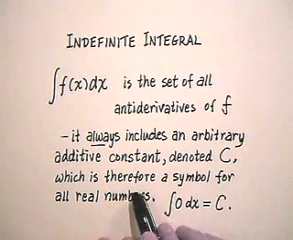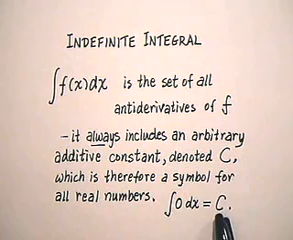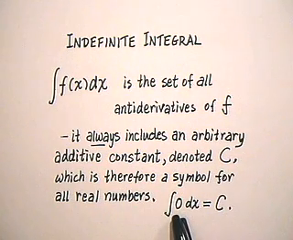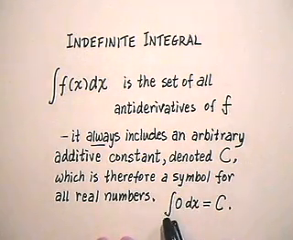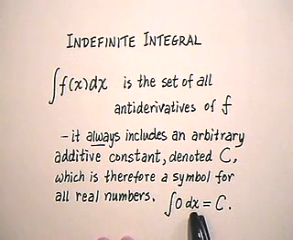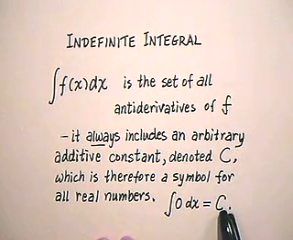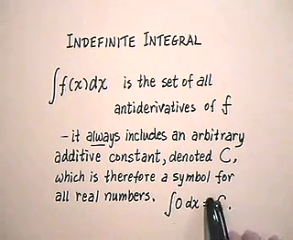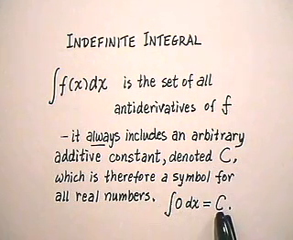So this is therefore a symbol for all real numbers, because notice any real number is an antiderivative of 0. If I differentiate a constant, I get 0 no matter what the constant is. So consequently, when I do the indefinite integral of 0 dx, I get the antiderivative 0 plus the arbitrary constant c. Well, 0 plus c is c. But remember, this is now to be taken as the set of all antiderivatives of 0. Well, that would mean c is the set of all real numbers.